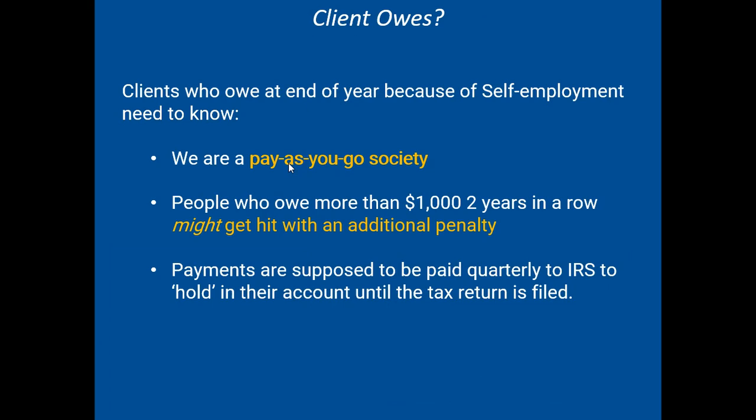Your taxpayers need to understand that we are a pay-as-you-go society. People who owe $1,000 two or more years in a row might get hit with an additional penalty. They were very lenient about this for years, but not anymore. I've had quite a few taxpayers that I've been warning about this.